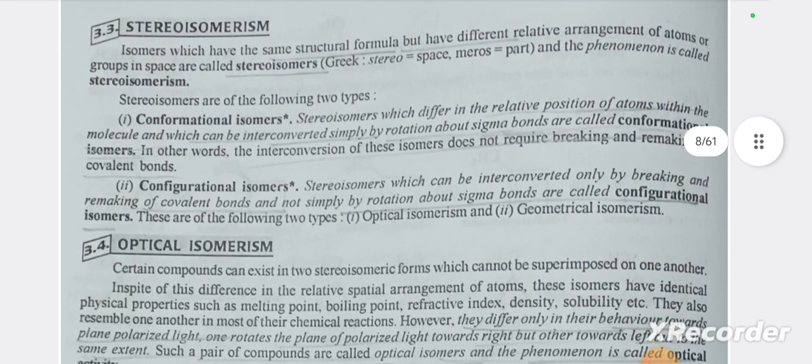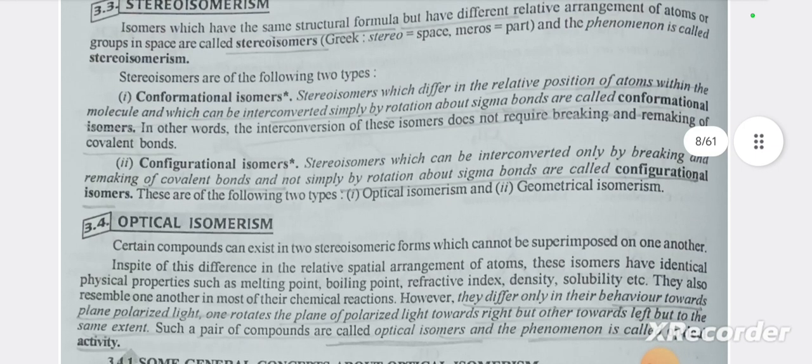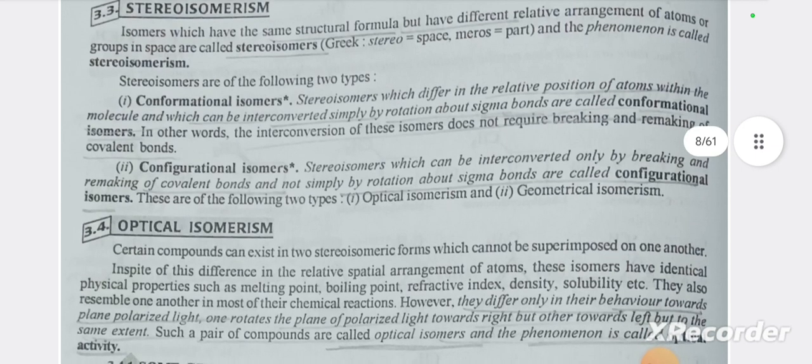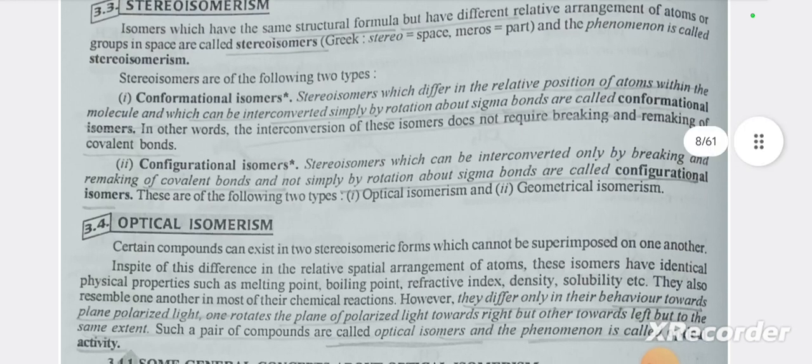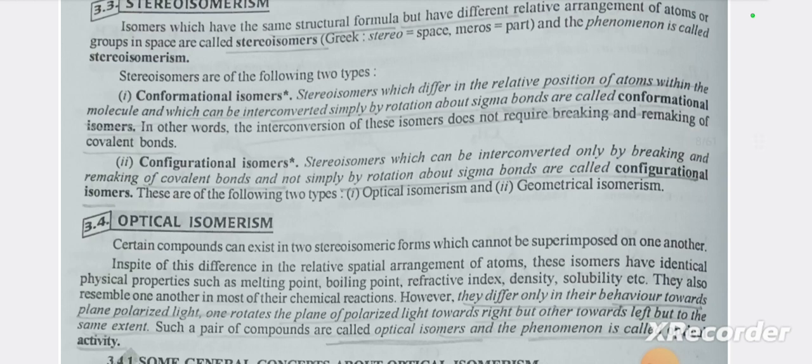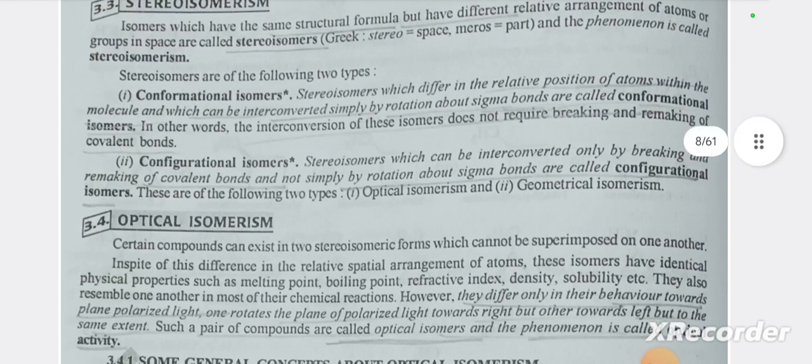Stereoisomerism. Isomers which have the same structural formula but have different relative arrangement of atoms or groups in space are called stereoisomers, and the phenomenon is called stereoisomerism. Stereoisomers are of two types: conformational and configurational.